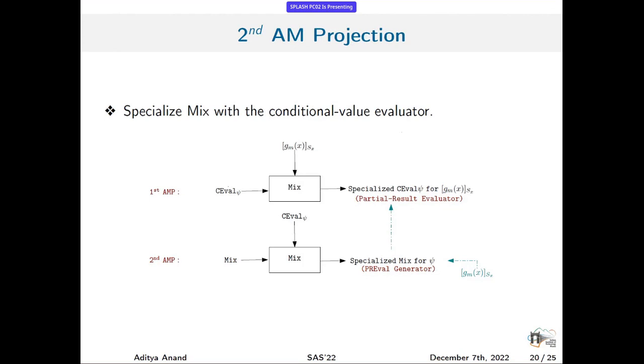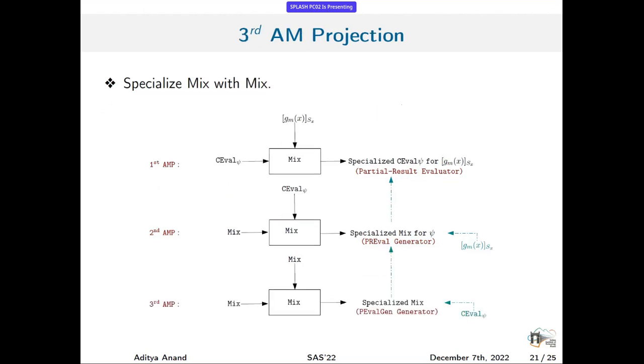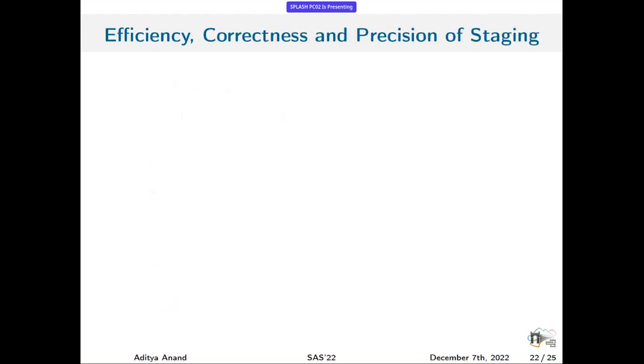Furthermore, similar to how partial evaluation had the Futamura projections for the higher levels of projection, we can have a third AM projection, which can give you a specialized mix itself, which can take any evaluator for a particular analysis psi. Since we can have multiple analyses being performed, we normally perform various analyses. So we can have evaluators for various analyses. So to generate them in a much more efficient way, we can have this third projection as well.